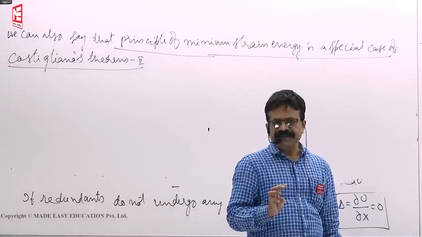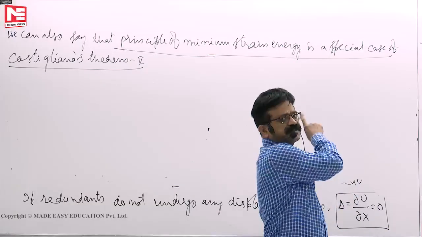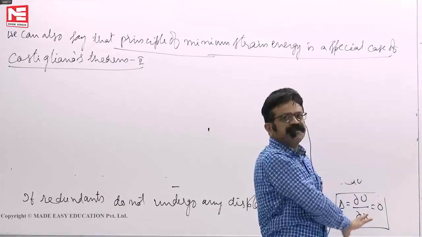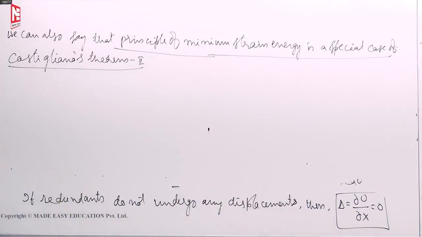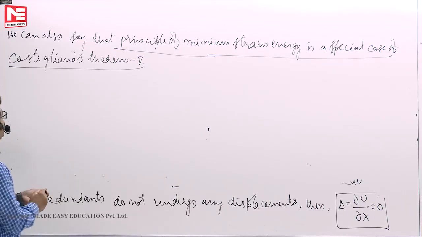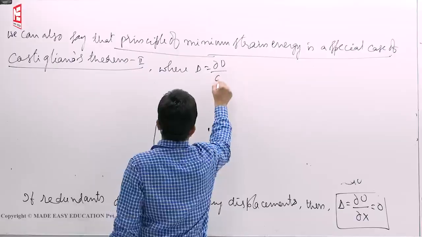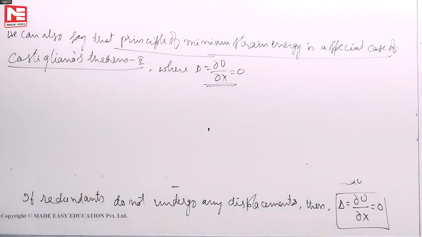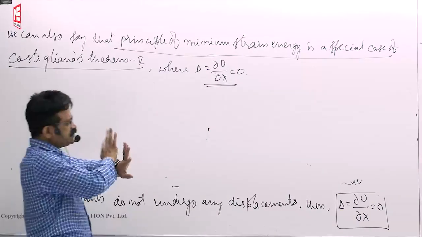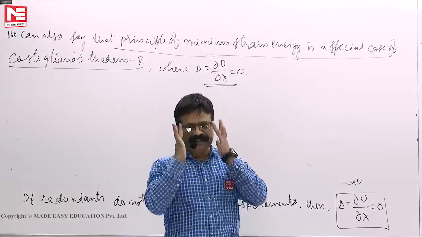So the principle of minimum strain energy, principle of minimum complementary energy, Crotti-Engesser theorem, Castigliano's theorem 2, all come under force methods. It is a special case of Castigliano's theorem 2, where delta is equal to dou u by dou x is equal to 0. Okay. Now, this is the overall idea about the energy methods.